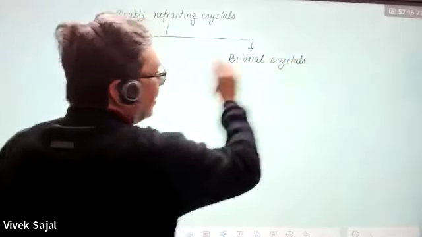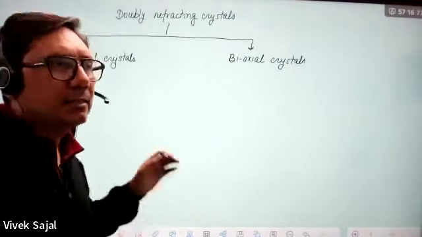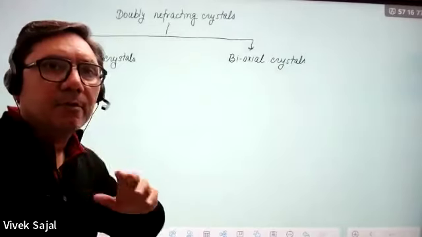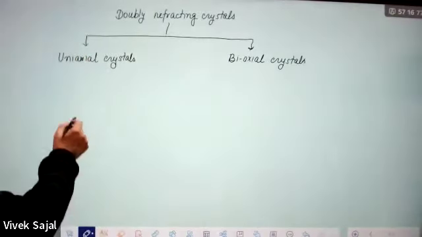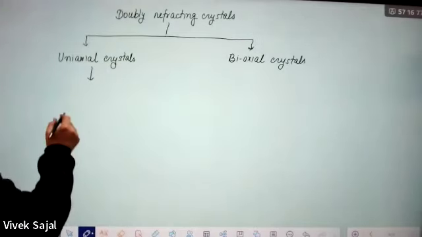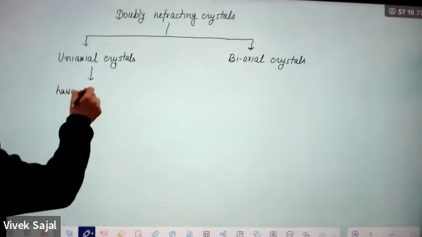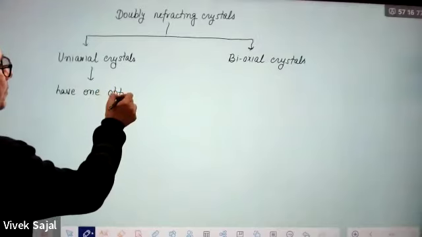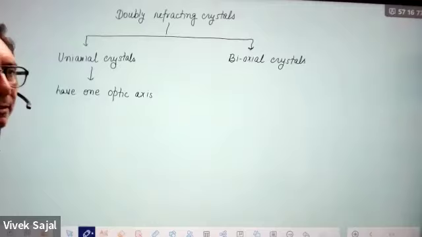On which basis are you classifying? It is on the basis of the number of optic axes these crystals have. So there is one new term which I am calling the optic axis. I will explain what the optic axis is, but uniaxial crystals are those doubly refracting crystals which have one optic axis.